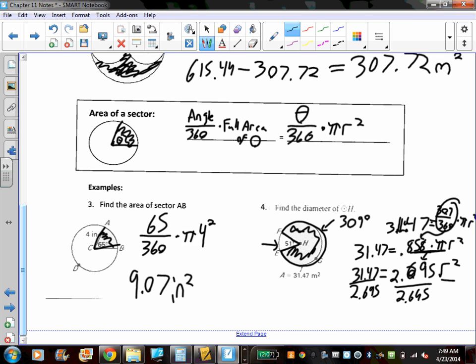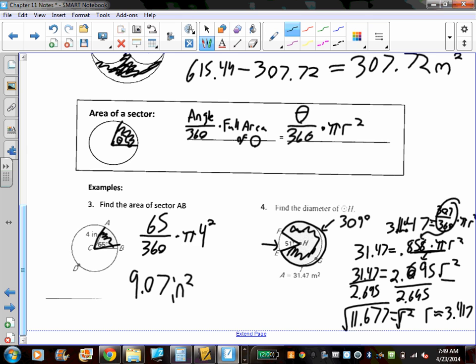So 31.47 divided by 2.695. We find out that the radius squared is about 11.677. To find the radius itself, we will take the square root of that. And when you take the square root of 11.677, we find out that the radius is about equal to 3.417.